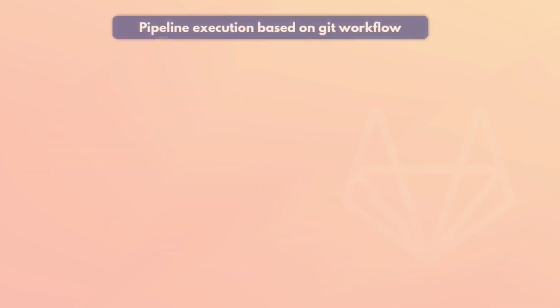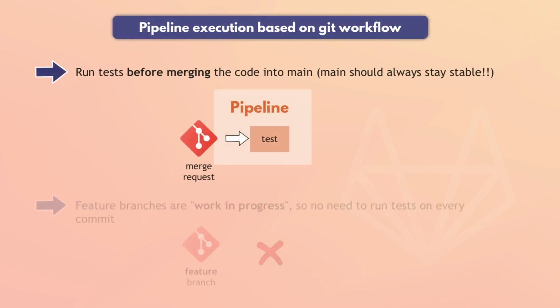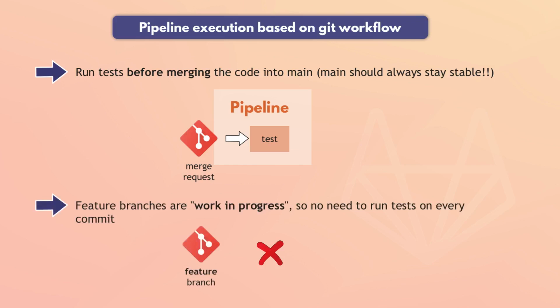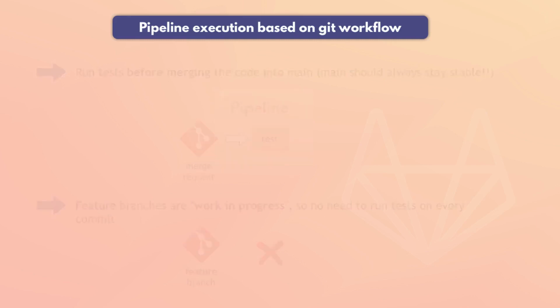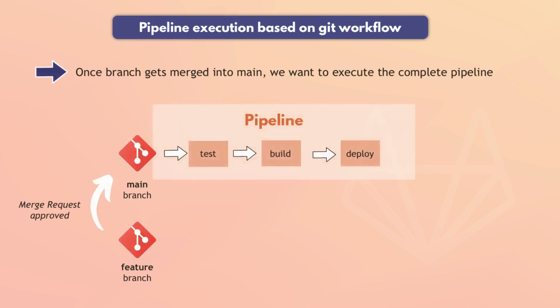And because of it, again, it makes sense to run the tests on this merge request branch before we merge it to the main. We can ignore the feature branches and do not run any pipeline for them because we can assume they're in progress, so the code is not really finalized. But once it's finalized and the developer creates a merge request, then we want to run tests on that merge request branch. And once it gets merged to the main, or once that request gets approved, then the whole pipeline will run for the main branch. And we're going to see all of that in action.